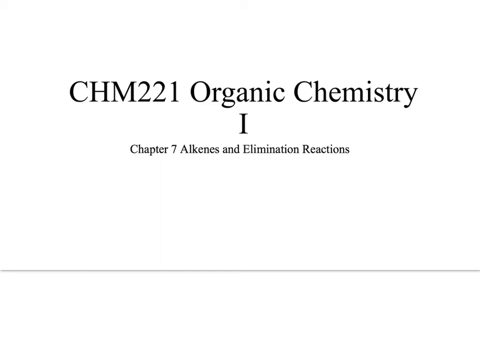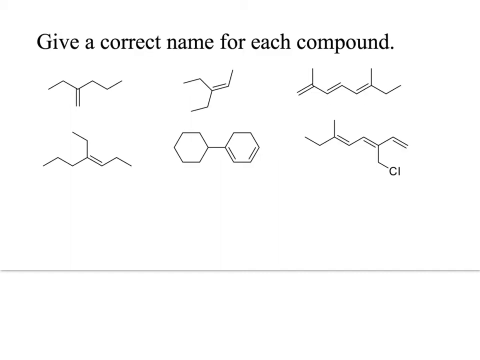Okay, so this chapter is organic chemistry, the chapter of alkenes and elimination reactions. You have to include the carbon-carbon double bond in the naming. So you start with 1, 2, 3, 4, 5, and then this is your substituent.